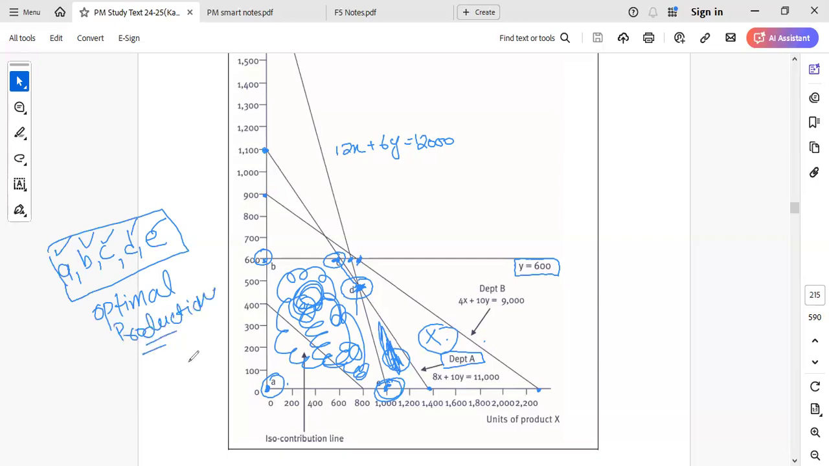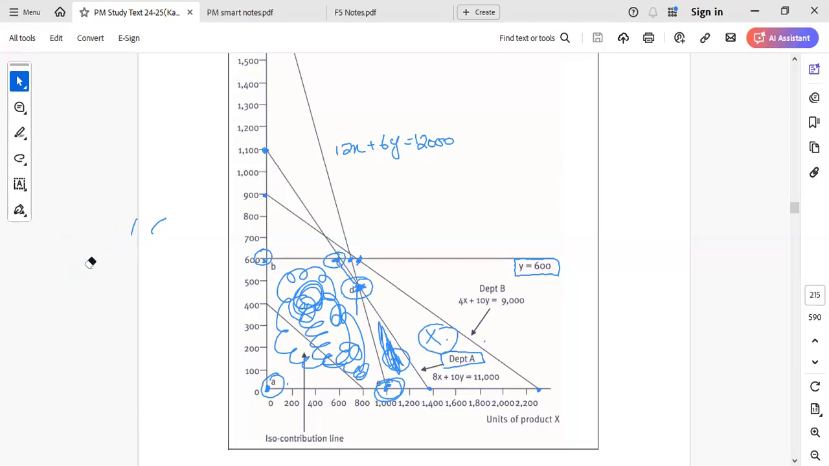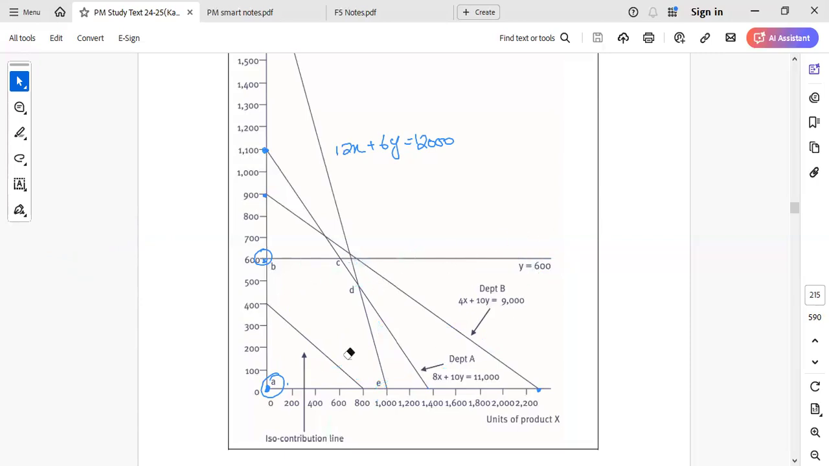There are two methods to solve for the optimal production. One is the ISO contribution line. The ISO contribution line is a supposed line, just an imaginary line. Through the ISO contribution line, we can find our optimal point. The second method is the simultaneous equation method. In it, I solve all the corner points which I assumed using simultaneous equations and find at which point my contribution is maximized.